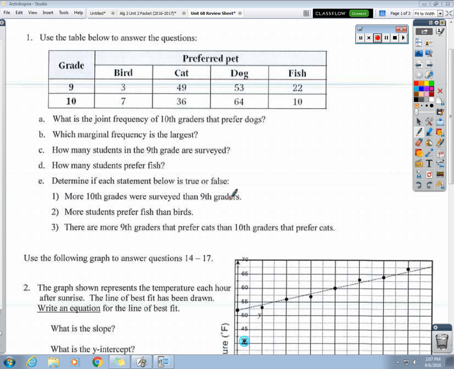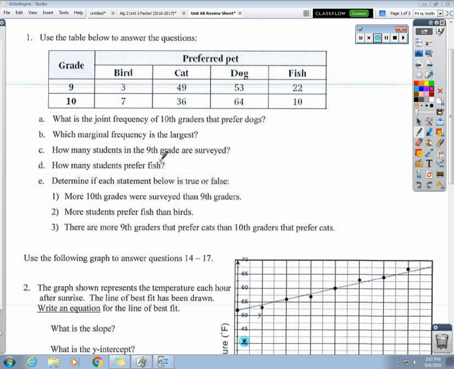Use the table below to answer the questions. Okay, we have a two-way frequency table. The reason it's called two-way is because you have your characteristics and your responses. What is the joint frequency of 10th graders that prefer dogs?